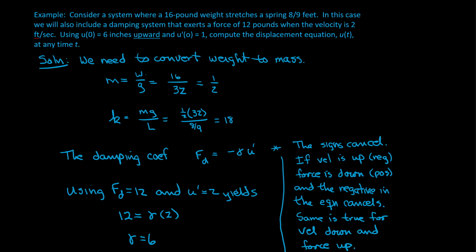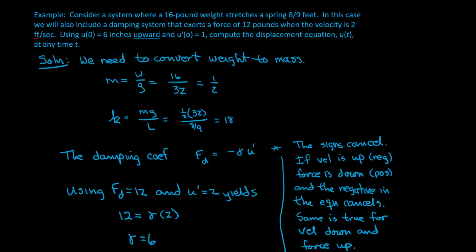to be 1/2. To compute the coefficient on the spring, right there, we're going to take the mass times gravity divided by the elongation. So we're going to have our mass, which is 1/2, our gravitational constant, which is 32, and then we also have our deflection or elongation of 8/9. Work those out, you get k equals 18.